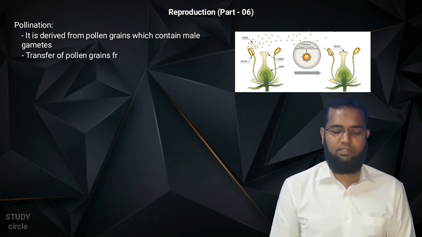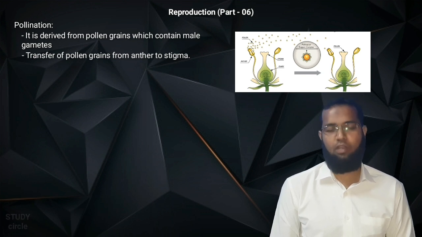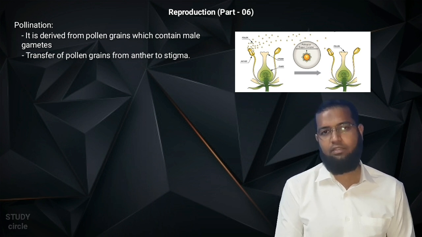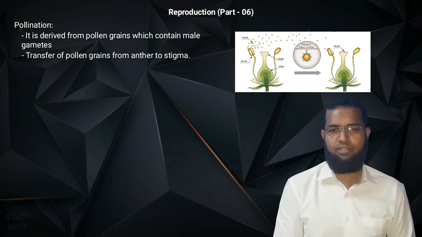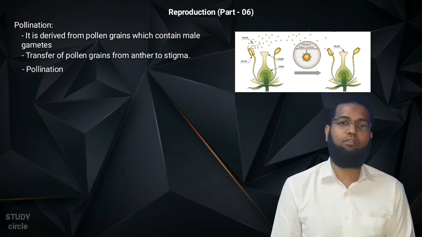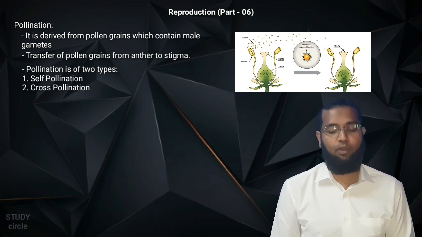Transfer of pollen grains from anther to stigma is called pollination. When pollen grains are transferred from the anther, the male part, to the stigma, the female part, that is called pollination. And this pollination is of two types: self-pollination and cross-pollination.